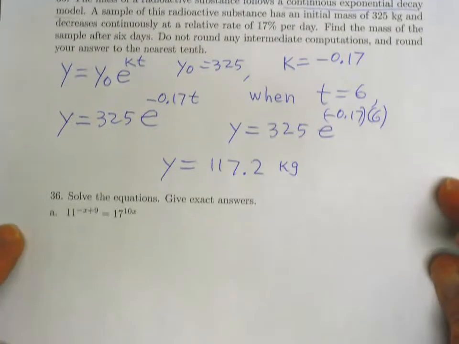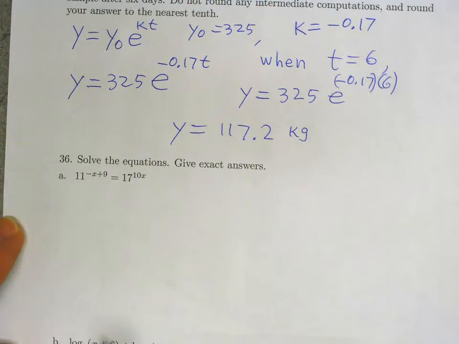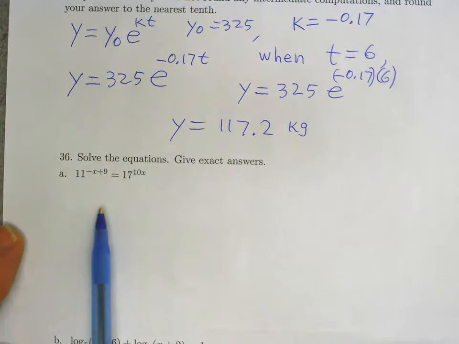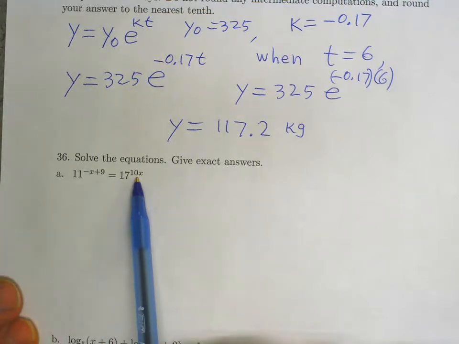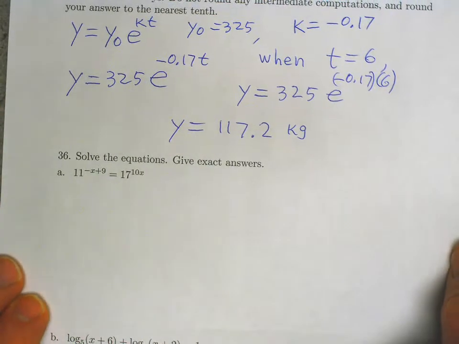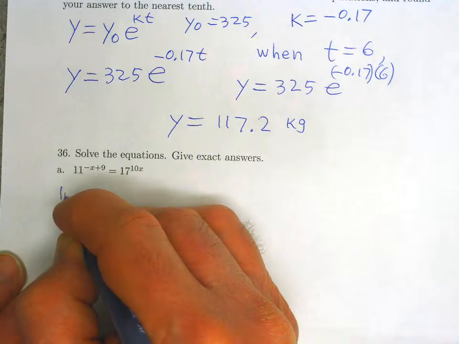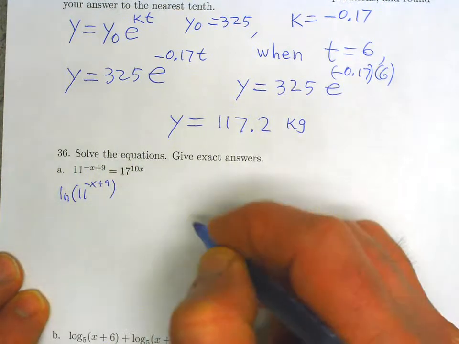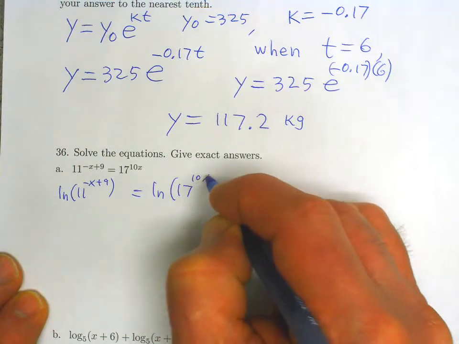Okay, number 36. Solve the equations. Up here we have an exponential equation: 11 raised to the exponent negative x plus 9 equals 17 raised to the exponent 10x. So we'll just take the natural log of both sides. The natural log of 11 to the negative x plus 9 equals the natural log of 17 to the 10x.